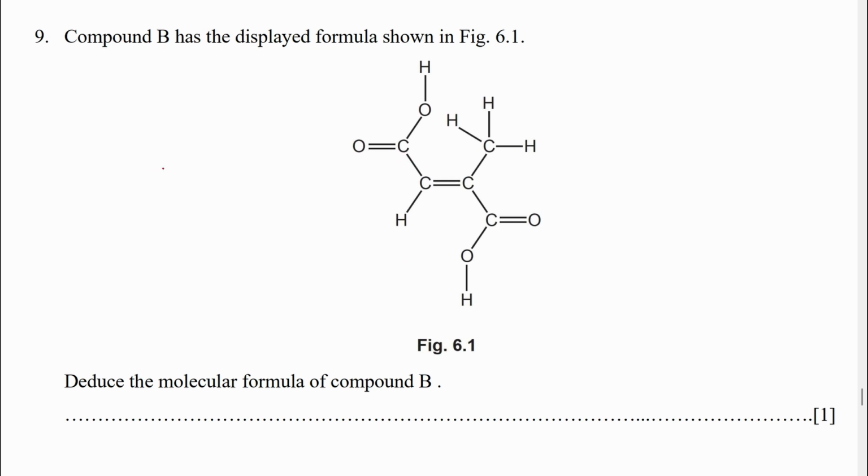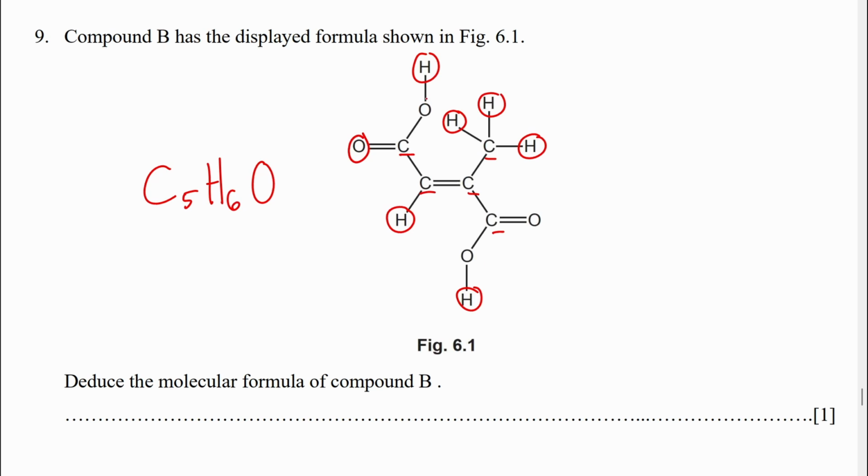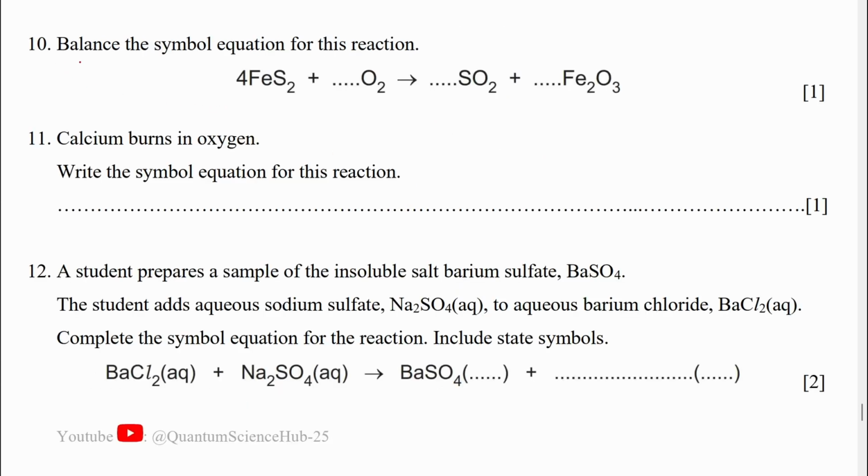Okay, so we have carbon. How many carbon? 1, 2, 3, 4, 5. So C5. And how many hydrogen? Hydrogen, we have 1, 2, 3, 4, 5, 6 hydrogen. So H6. And how many oxygen? 1, 2, 3, 4 oxygen. Okay, so the molecular formula here is C5H6O4.